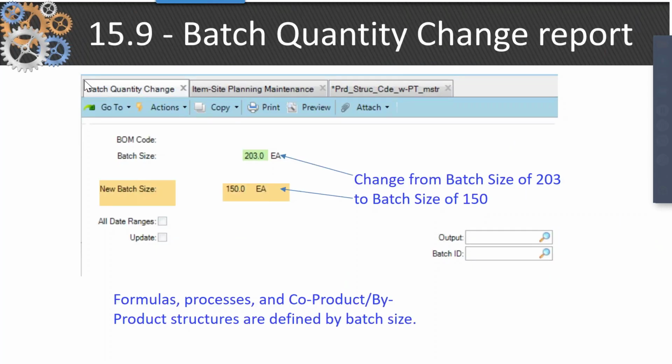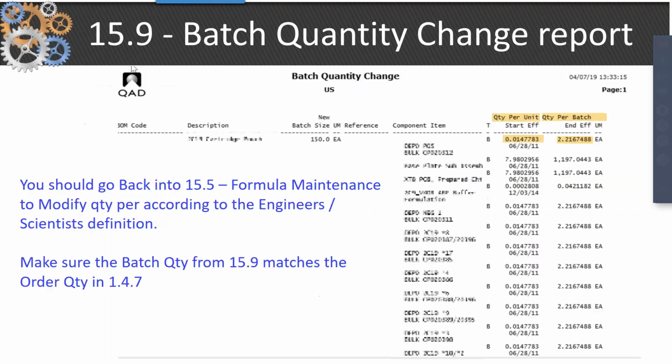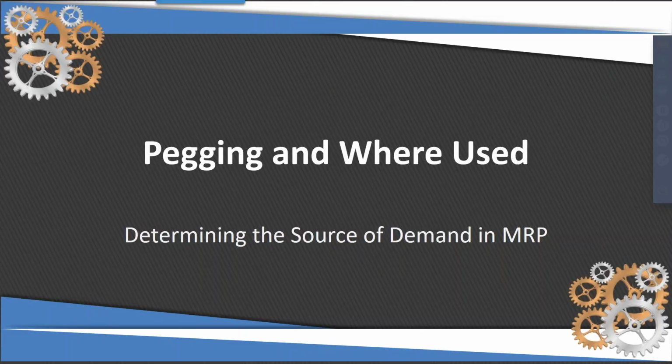If you change the batch size, or you change the order quantity, you need to do 15.9, which in this case we're going to change from 203 to 150, and you can see you now get a report out that gives you the difference between what it was and what it is. Then you should go back into 15.5 and make sure that formula maintenance matches what the engineers or scientists define as that parent-component relationship, and then go back into 1.4.7 and make sure that the order quantity then matches that batch quantity. Then MRP is going to be happy.